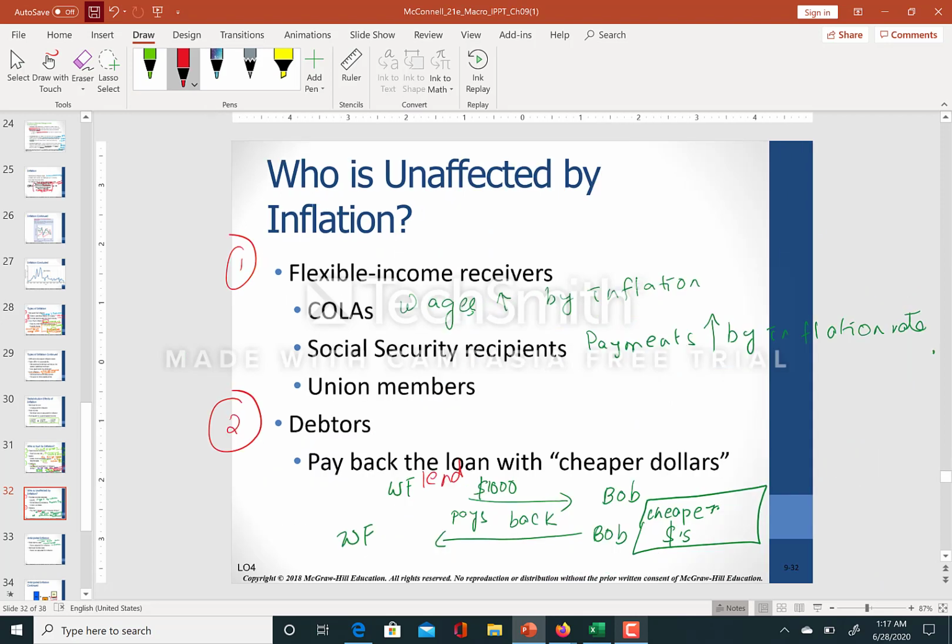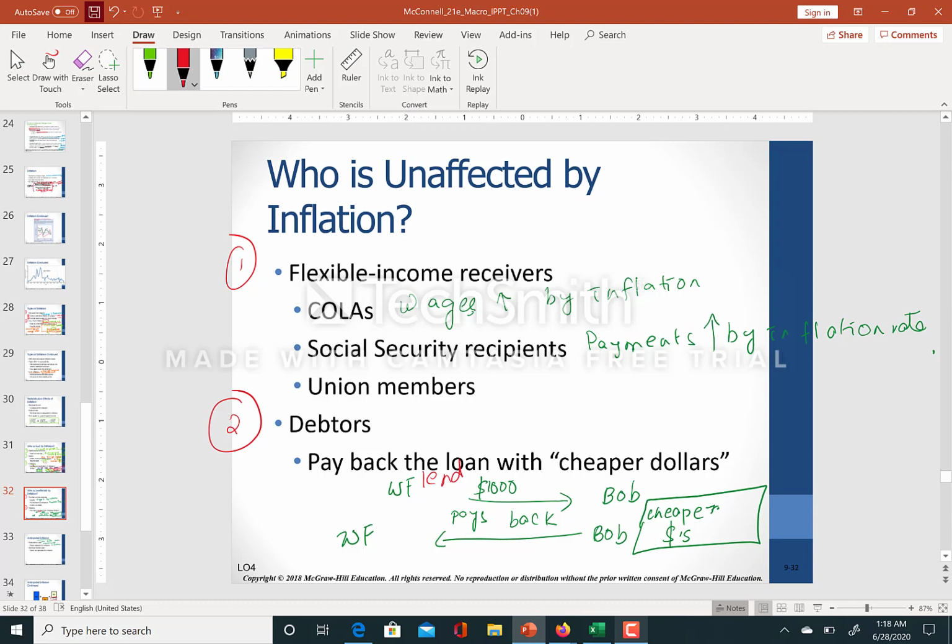Now let's look at who is unaffected by inflation. These are the fixed income receivers. We have three types of fixed income receivers. Number one, we have the cost of living adjustments, so the wages increase by inflation. The wages are indexed by inflation for people who are within the COLA, cost of living adjustment category: Social Security recipients and labor union members. For the Social Security recipients, the payments will increase by the inflation rate. For the union members, they enter into contracts and their payments also increase by the inflation rate.